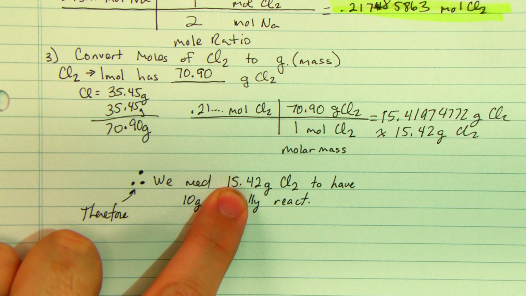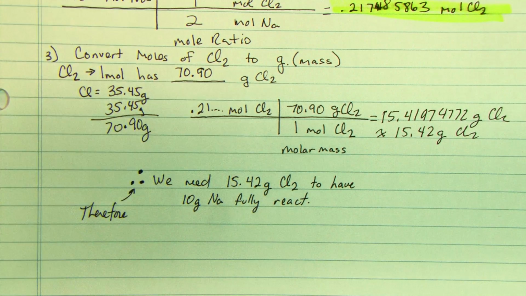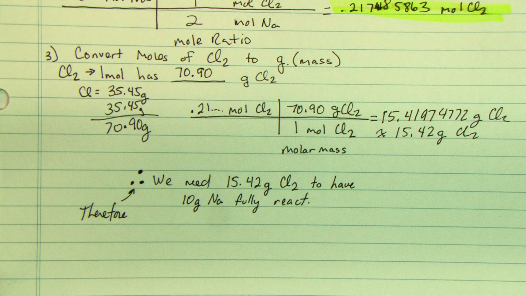If I said, all right, I have 15.42 grams of chlorine, and did the whole process, we would have ended up figuring out that we need 10 grams of sodium in order to make the reaction work fully and completely. And that's what stoichiometry is going to do for us. That's what this whole process and the math behind it is going to do. What we want to do is make sure that we can do the math and understand exactly what the reactions are going to be before we actually do the reactions.